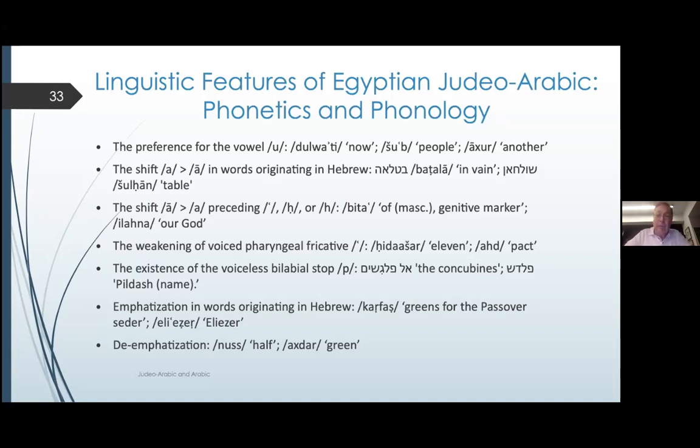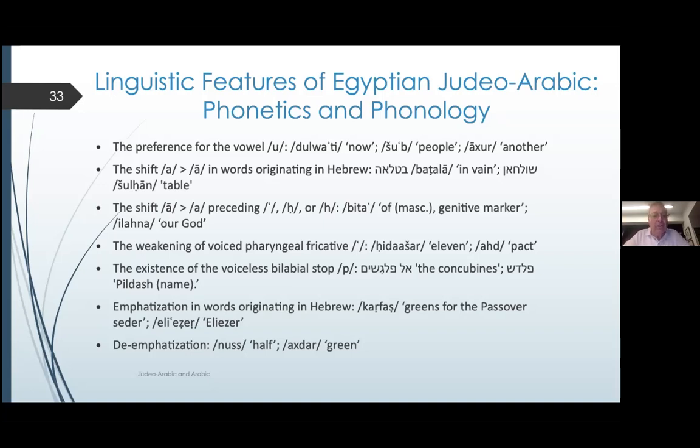We have a shift from long A to short A, especially when it precedes the guttural letters, the ayin, the ha, and the ha. So instead of, you'll hear bita, long, in standard Egyptian Arabic, in Judeo-Arabic, bita, not long. Or ilahna, for "our God," instead of ilahna in standard Arabic, okay?